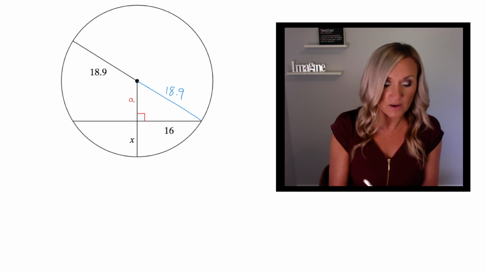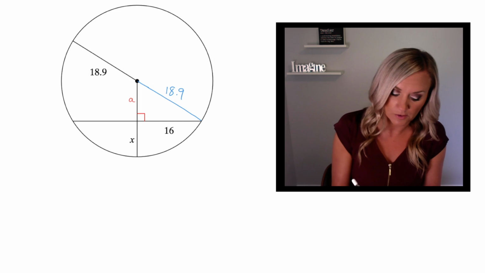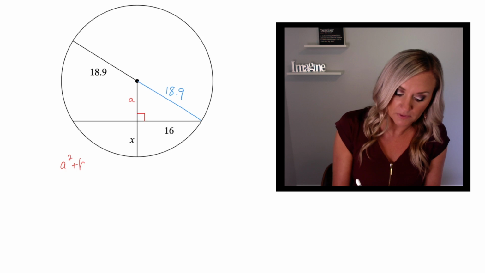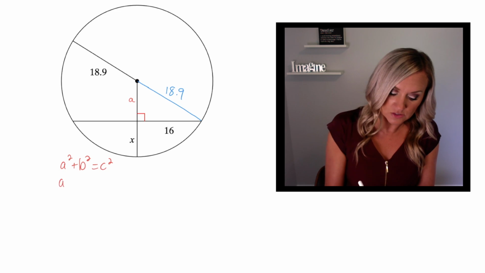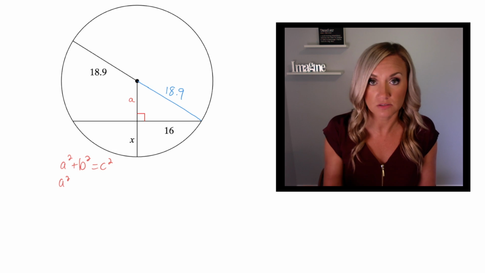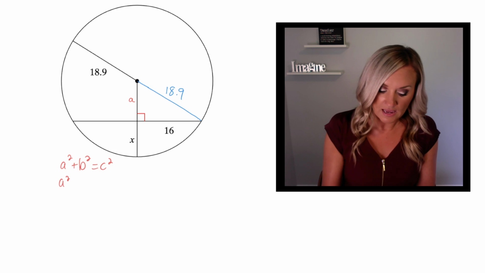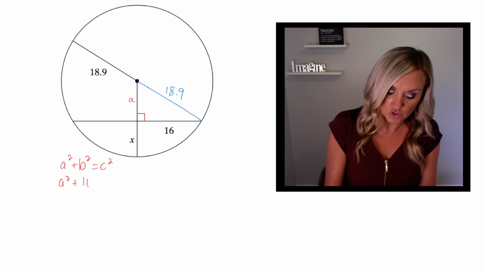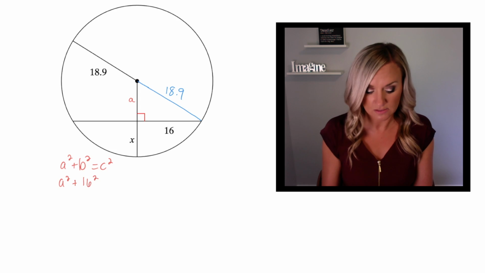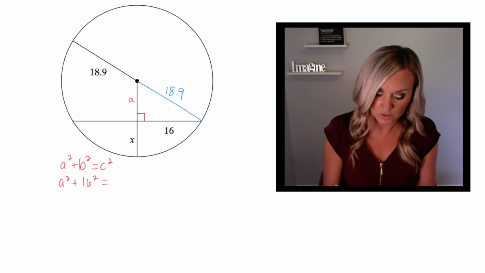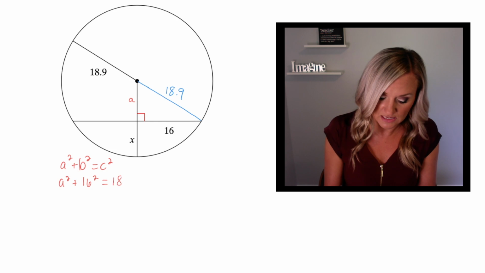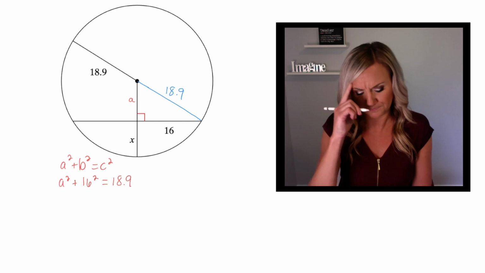Let's start off by writing our Pythagorean theorem, a squared plus b squared equals c squared. Our a squared is just going to stay the same. I just named it a for that reason. The other leg of that triangle is 16, so 16 squared, and it equals c squared. Remember, c is always our hypotenuse, which is our radius in this case, so it would be 18.9.